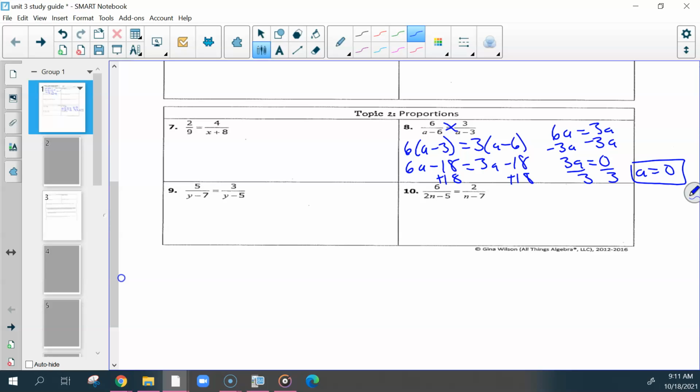Zero can be an answer. 0 is a solution. So I would not put no solution because 0 is 1. Just don't let that confuse you. Questions on that one?